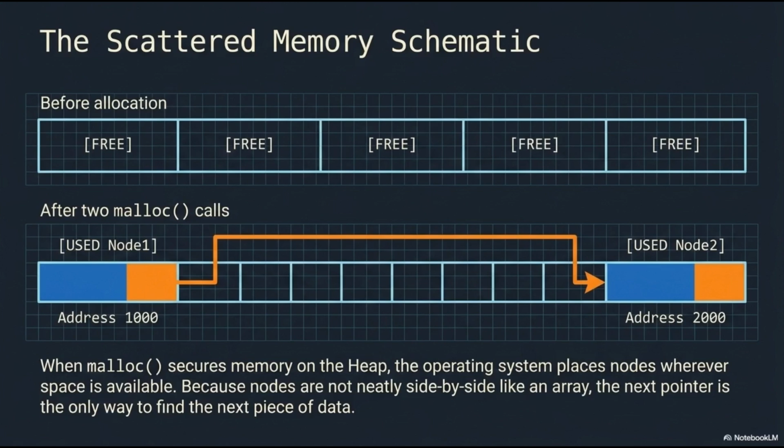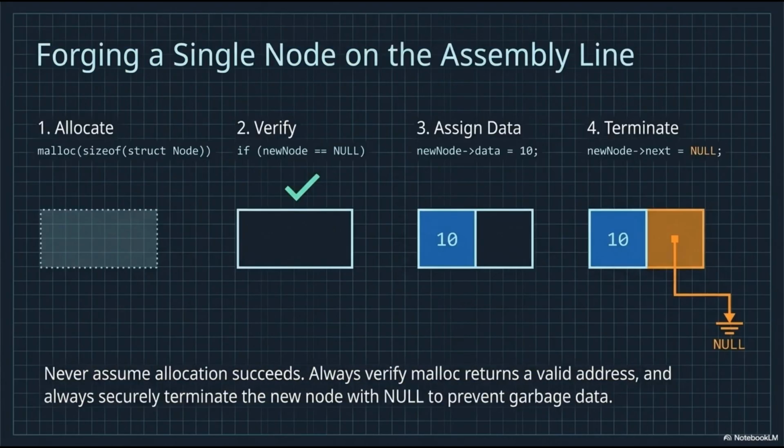And this shows exactly why the heap needs a linked list in the first place. When malloc secures memory, the operating system basically scatters your nodes wherever there happens to be free space. Like node 1 might be way over at address 1000, while node 2 gets dumped far away at address 2000. Because these nodes aren't sitting neatly side by side, that orange next pointer acts as a physical wire. I mean, it is the absolute only way the CPU can find its way from one piece of data to the next. Let's step onto the factory floor and execute the mechanical process of allocating, verifying, assigning, and linking.